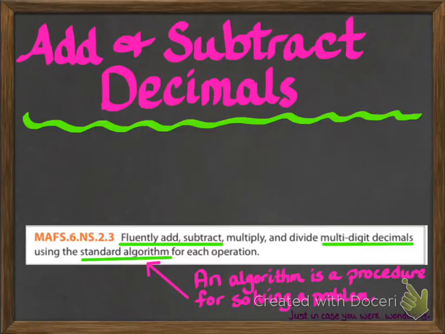Hi guys, this lesson is on adding and subtracting decimals. It comes from the standard 6.NS.2.3, and you can see the part of the standard that we're going to be working on is on fluently, that we need to be able to fluently add and subtract multi-digit decimals using the standard algorithm for each operation. And in case you're wondering, an algorithm is a procedure for solving a problem. It's like a how-to.